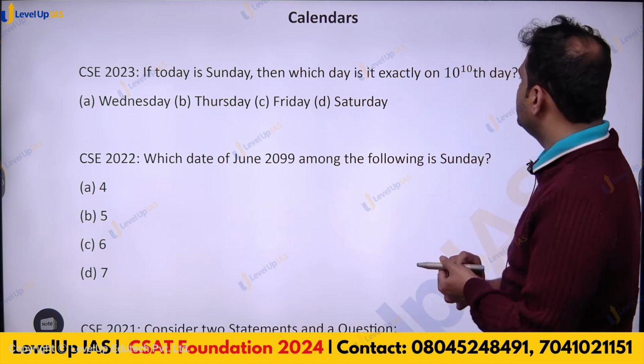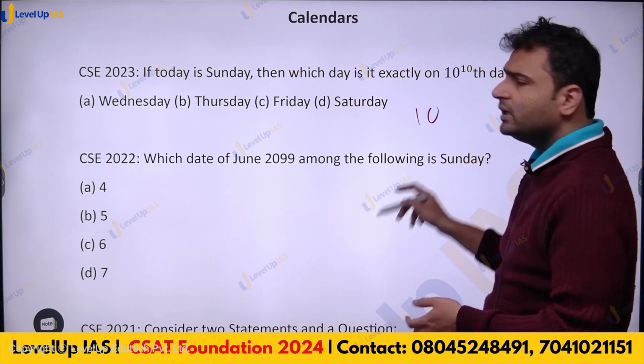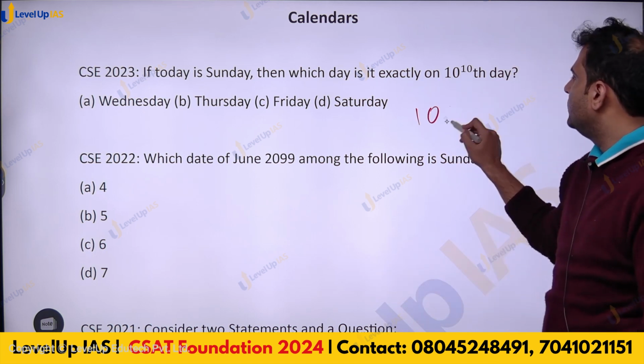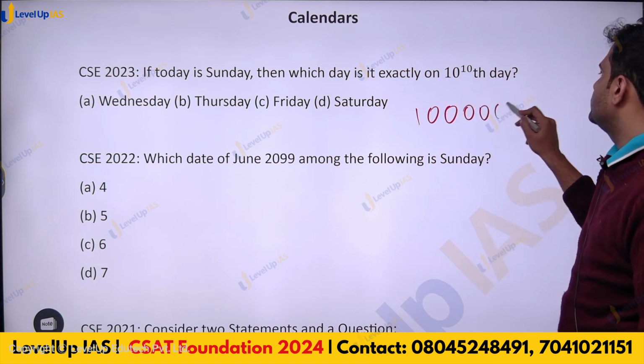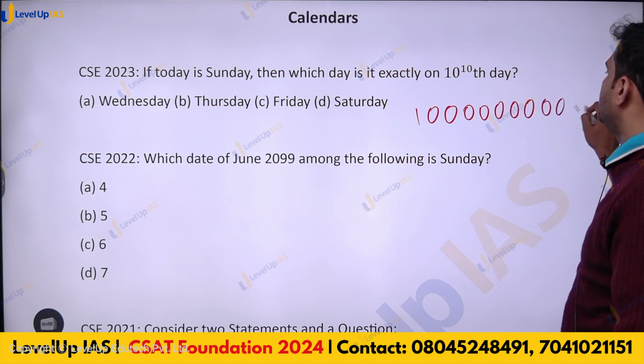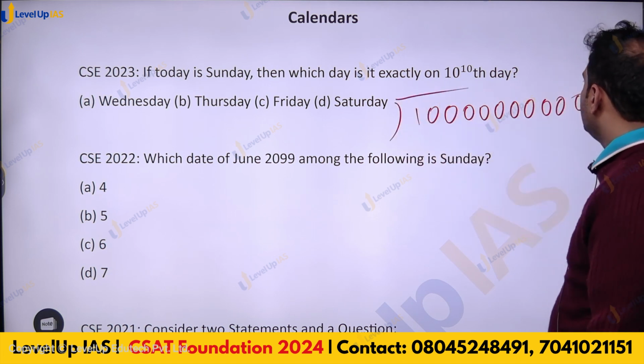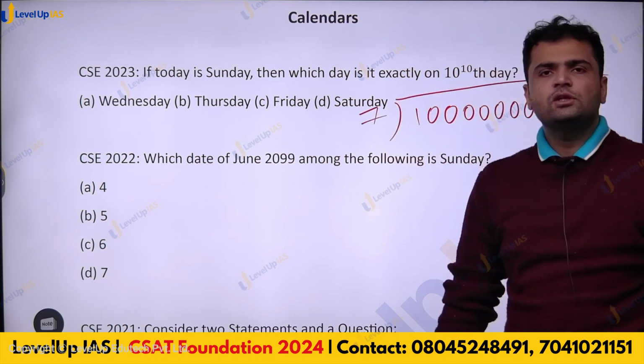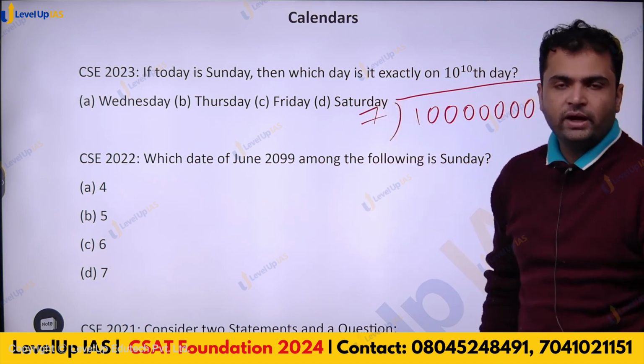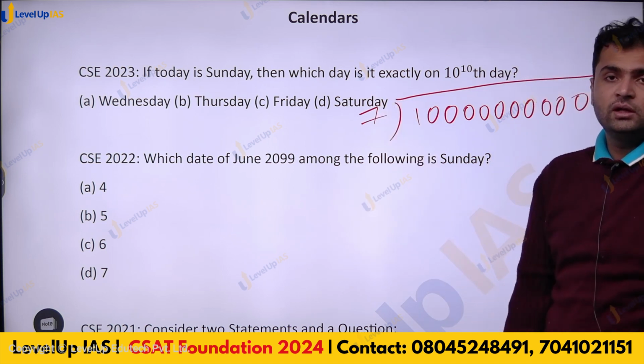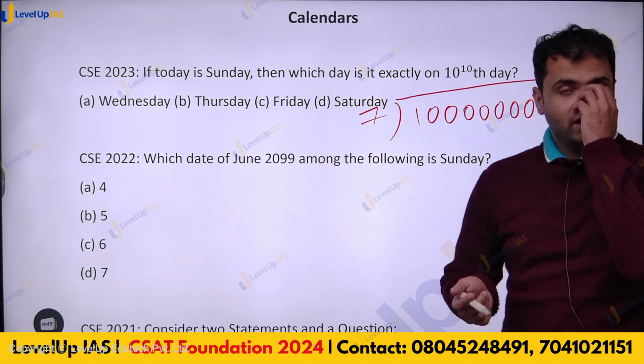So this 10^10, if I write 10^10, that is 1 followed by 10 zeros. 1, 2, 3, 4, 5, 6, 7, 8, 9, 10. This is 10^10. I have to divide this by 7. Now I only have to perform long division and find out the remainder after performing it. And the only thing is, don't make any mistakes while calculating this division.